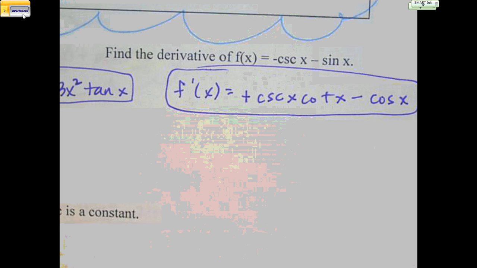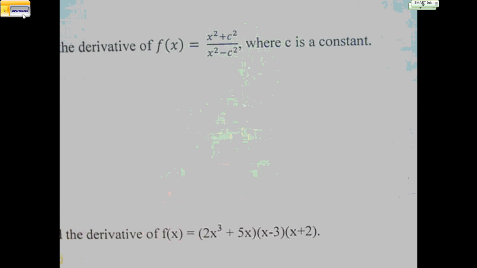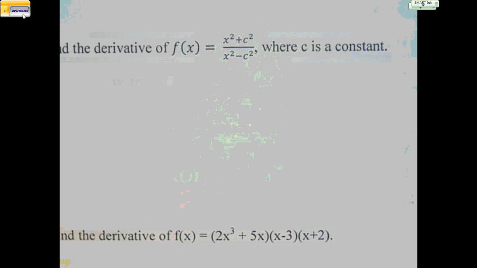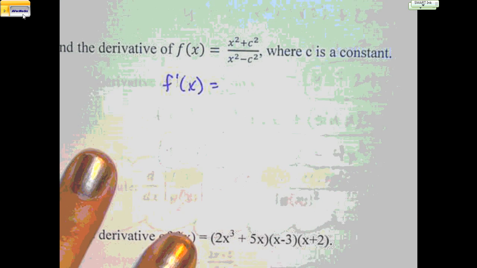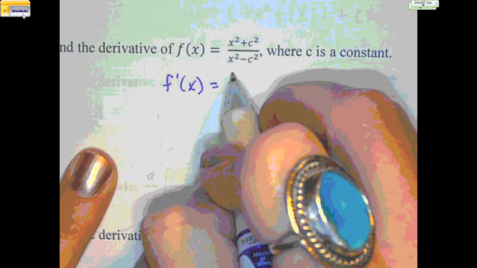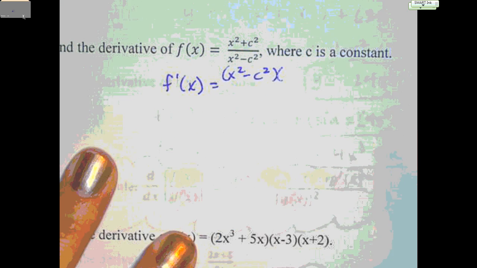Almost done. Next one. Find the derivative of that thing if c is a constant. You're going to use quotient rule because we're dividing some stuff. Booker T minus Taco Bueno. So the bottom times the derivative of the top.